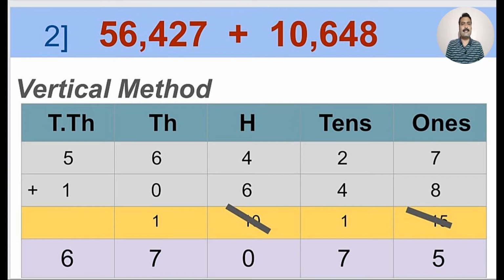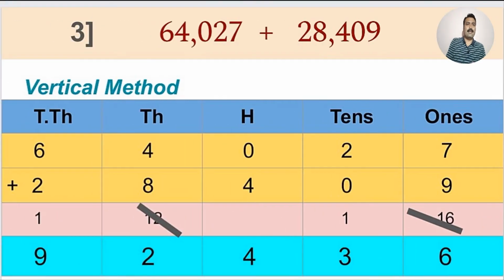After this second example, now we are moving towards the third example given in this our problem set here. So the third example, again here I am keeping in front of you. Let's observe this third example given here. Again, addition of two numbers is given in this third example. First number I want to read here, 64,027, plus the second number, if we read out, 28,409.